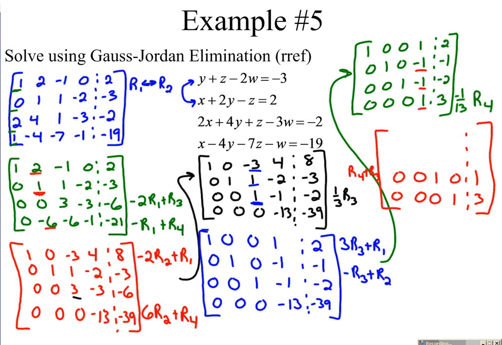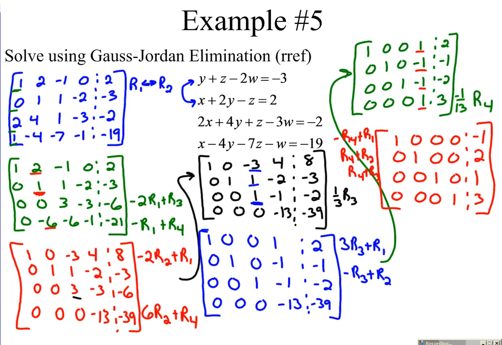I'm going to do the same thing here. I'm going to add row 4 to row 2. We get 0, 1, 0, 0, 2. And finally, get a 0 up here. I'm going to take -1 times row 4 and add it to row 1. We're done. There's reduced row echelon form.